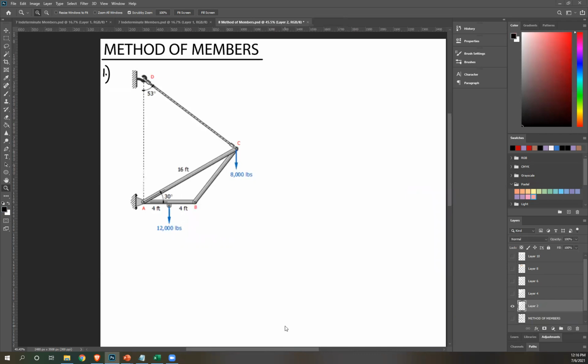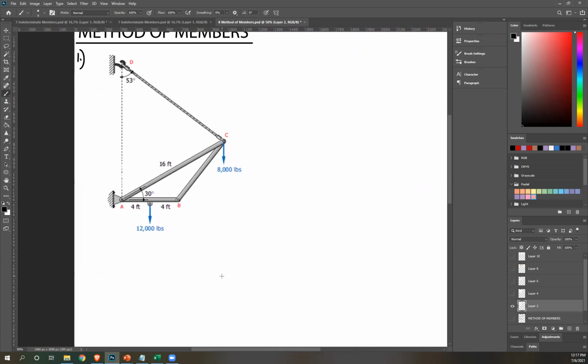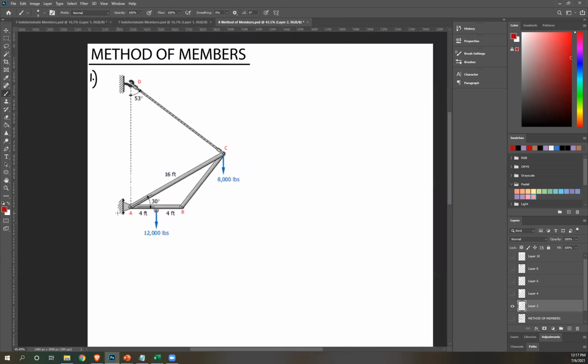Okay, let's start first with reaction at A. As you can see, this is a pin, or hinge. Therefore, we have 2 possible reactions, one parallel and one perpendicular to the surface. So perpendicular to the surface, this is the surface. We're guessing direction. I'm gonna guess it's to the right, and then let's call that AH, since horizontal. Then I'm gonna assume this is upward, and then let's call that AV.